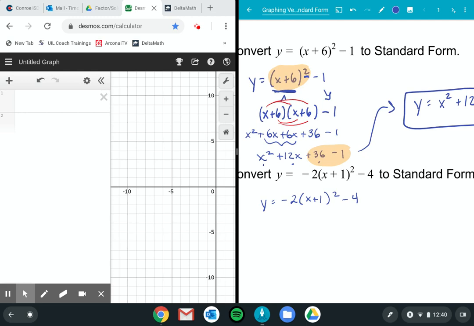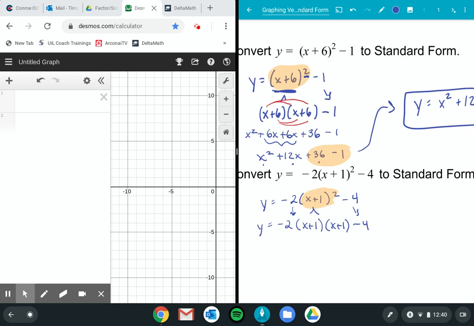But I'm going to do the same thing I did last time with the exponent. I'm going to take this parentheses here, and I'm just going to break it apart into the two things that are multiplied together. So (x plus 1) squared is the same thing as (x plus 1) times (x plus 1). And I bring down the negative 2 out front that's multiplying, and the negative 4.